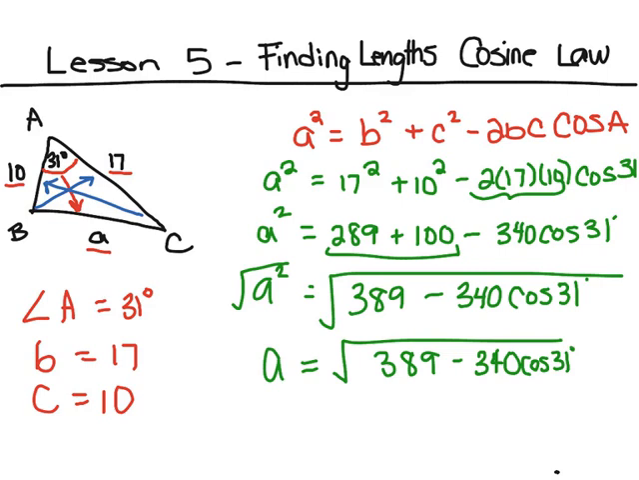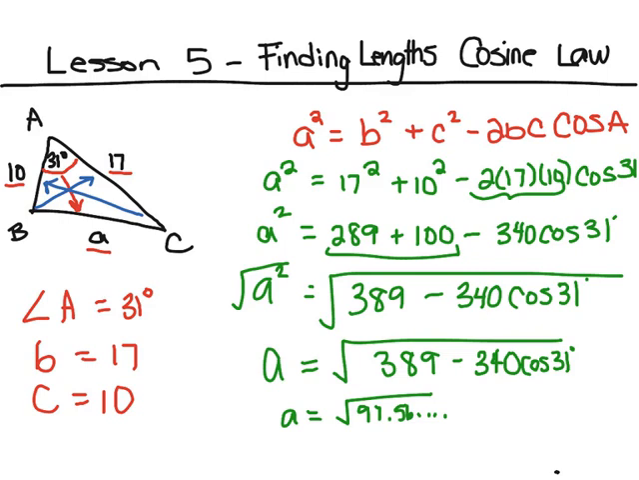Now, depending on your calculator, you can type this into your calculator and simplify the inside. So type 389 minus, now you might have to put brackets. You could put bracket 340 cos 31 bracket, and you should get 97.56 something, it goes on. So you don't have to write this step, but it would be 97.56. It keeps going on. Keep that on your screen, and now you're going to square root that whole answer.